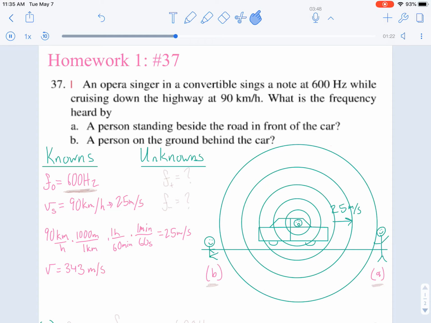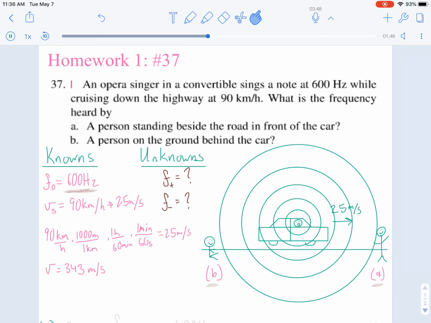Okay, for the unknowns, we don't know the frequency heard by the person standing in front of the car, which would be our F plus because the source is coming towards that person. And then we don't know the frequency heard by the person behind the car, which would be F minus because the source is going away from that person.